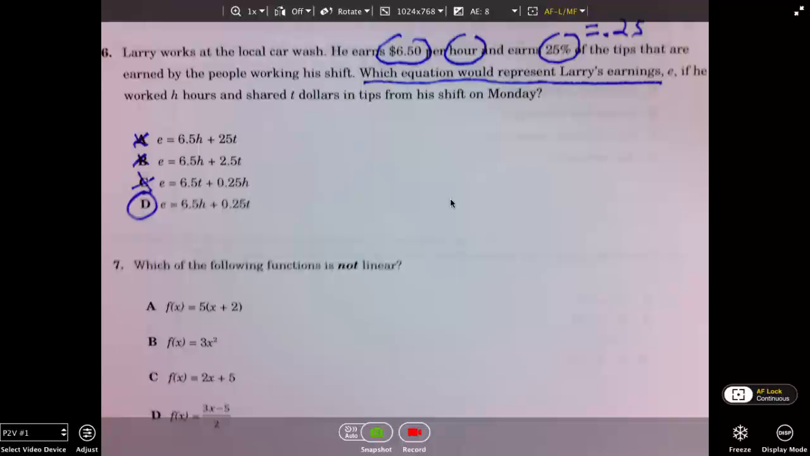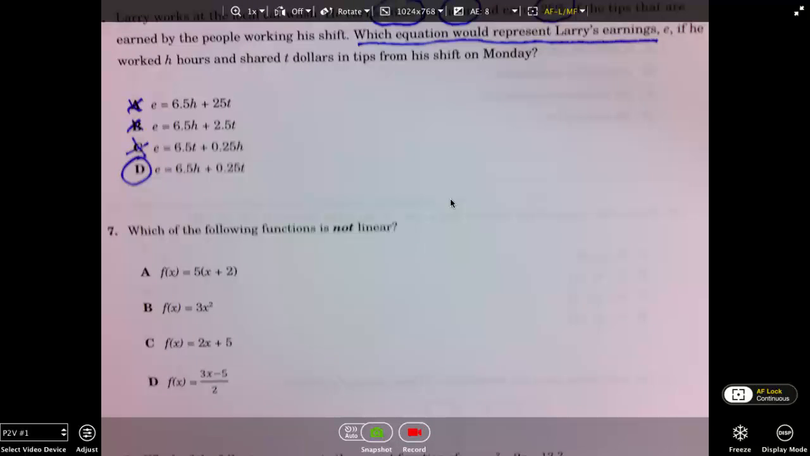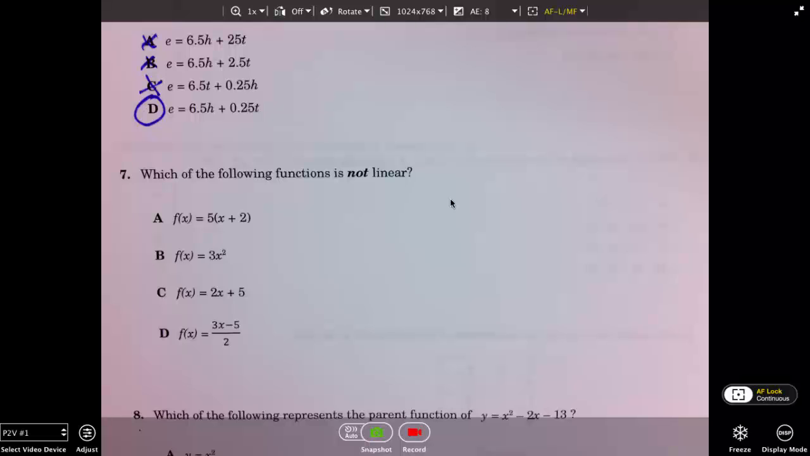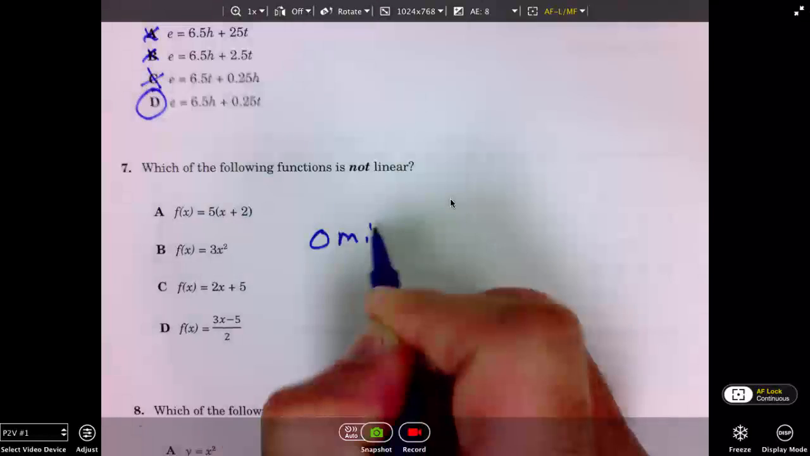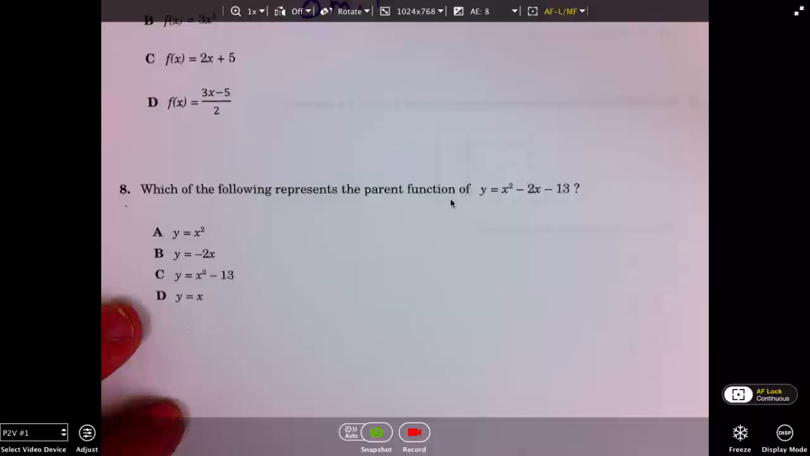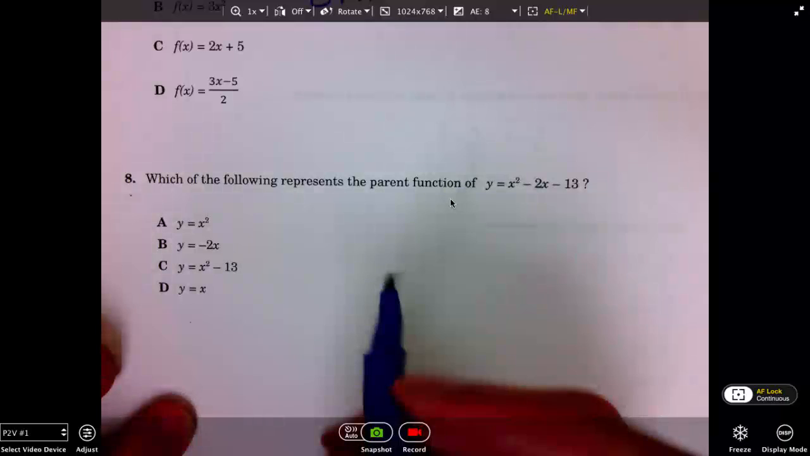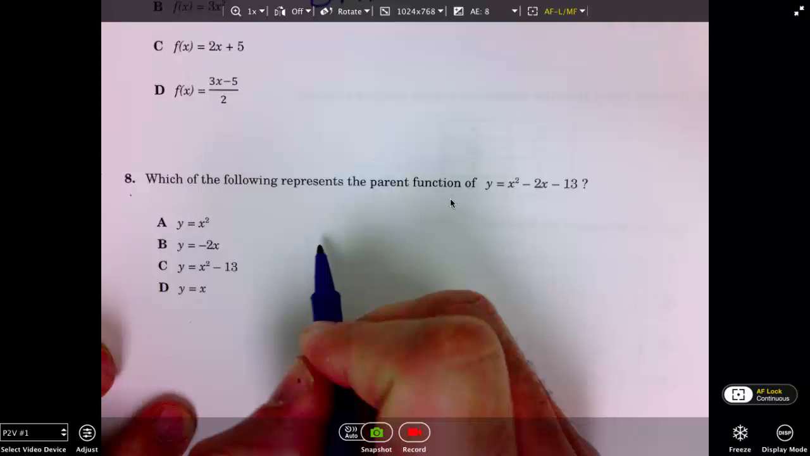Alright, we are going to omit number 7. We are likewise going to omit number 8.